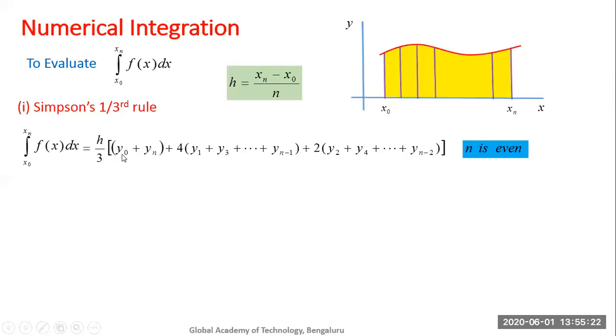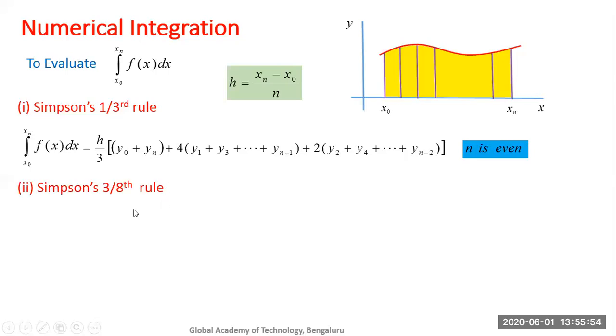And here h by 3 y0 plus yn, the first value of y and last value of y, plus 4 times all the y's with odd suffixes, plus 2 times all the y's with even suffixes. And if you see this formula, no value of y is repeated. Here this ends with yn minus 1 and here this ends with yn minus 2 and the first term contains y0 and yn. So we can apply this when n is an even number. So this is known as Simpson's 1/3 rule.